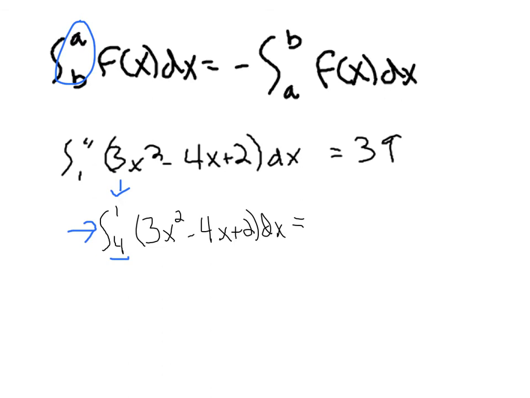Well, I use this property up here. If I'm trying to integrate from a higher number to a lower number, that's the same thing as the opposite sign of the integral from the lower number to the higher number. So if the integral from 1 to 4 of this quadratic is 39, then the integral from 4 to 1 is just negative 39. And the key on understanding when to use this property is when I have the higher number on top and the lower number on bottom. Then I'm going to just integrate like regular, but switch the sign.